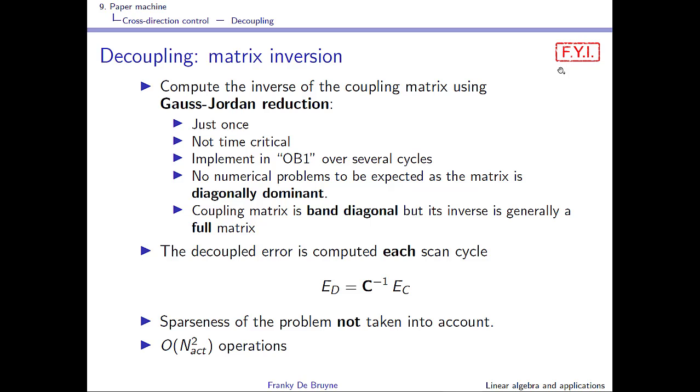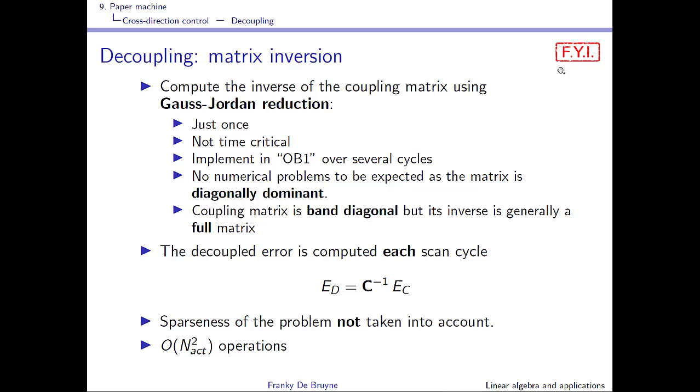So the approach that has been followed is to compute the inverse of the coupling matrix. You will see that it is maybe not the best approach and that you can do better if you know a little bit about linear algebra. But anyway, you need to compute the inverse of a large matrix on a PLC. So what you'll do is use Gauss-Jordan reduction. Luckily, you need to implement it just once, and so you can compute this matrix just once and then store it. Also, it's not time critical because you can compute this matrix up front, for instance when the machine is not running or when your CD controller is in manual mode.